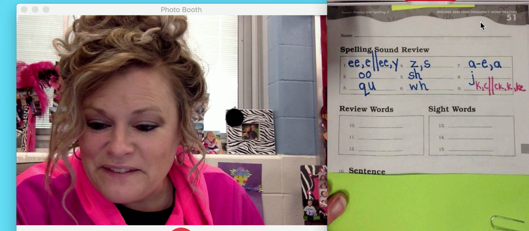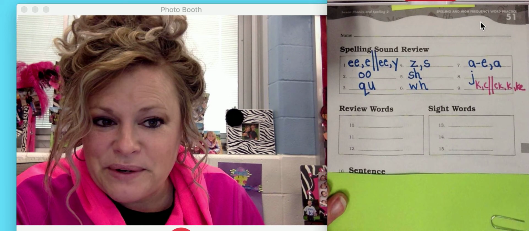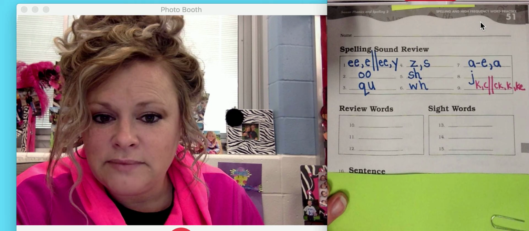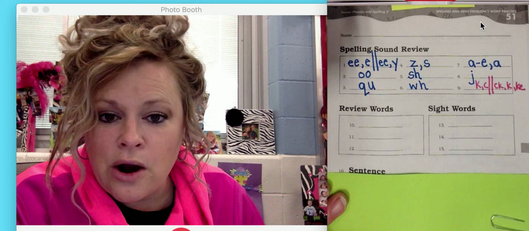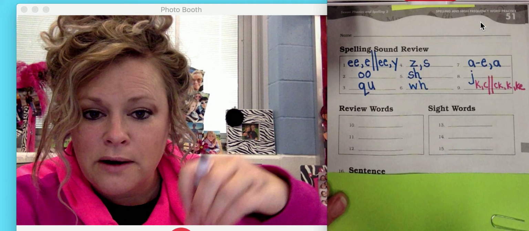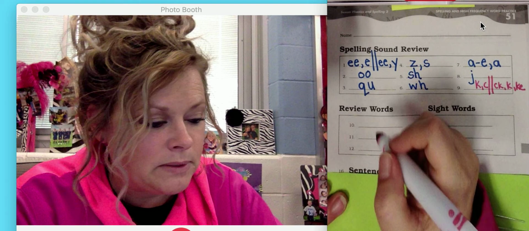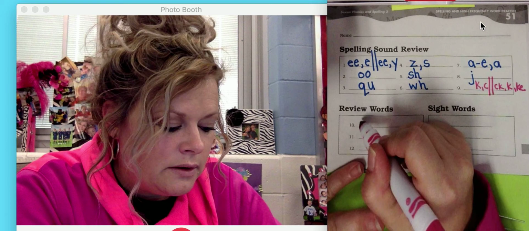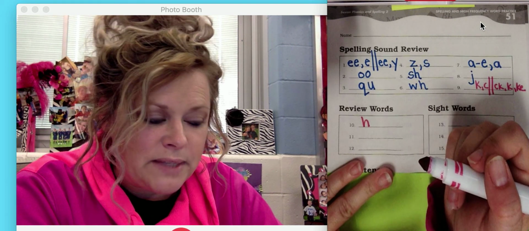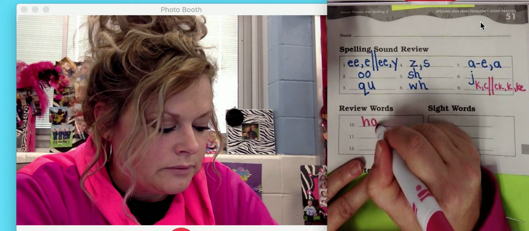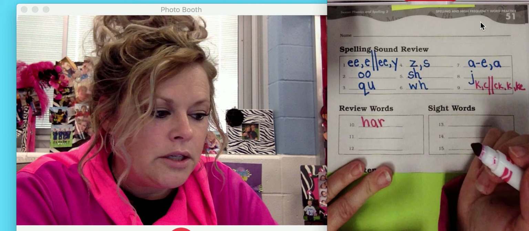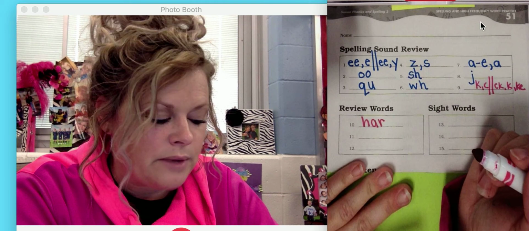All right, first review word. Number 10 is harsh. Repeat, harsh. Like harsh weather. It's got R like a jar of stars in the medial position. So when you're spelling it, R is represented by 2 letters. And then the sh is represented by 2 letters.